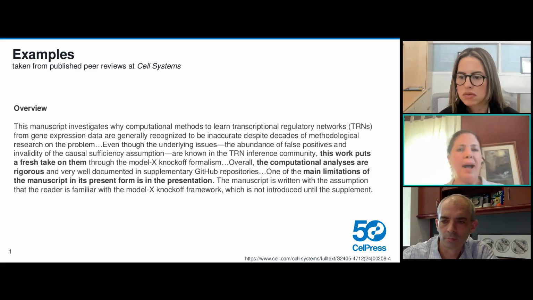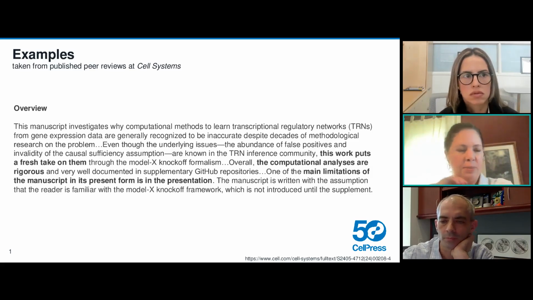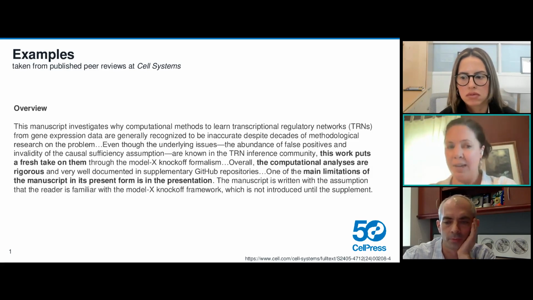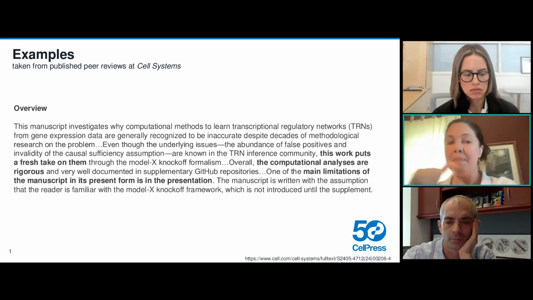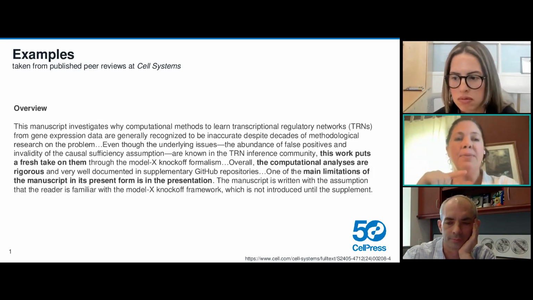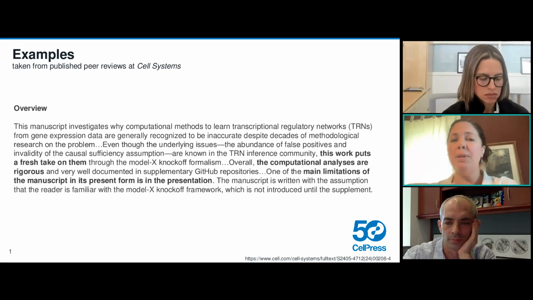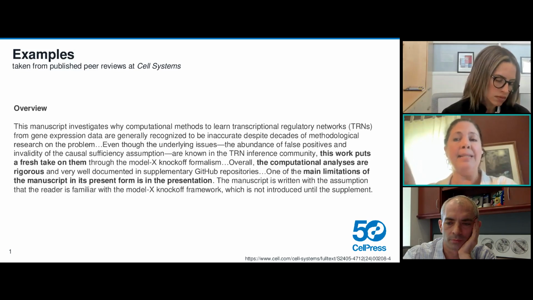Okay, so I'm going to read this just so that it's really clear for everyone. So this would be in the overview section. It says overview. So this is that main part of the review. So this manuscript investigates why computational methods to learn transcriptional regulatory networks from gene expression data are generally recognized to be inaccurate despite decades of methodological research on the problem.